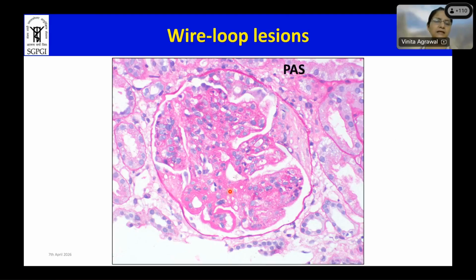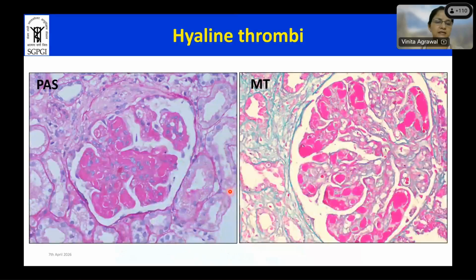Similarly, as I showed you earlier, in this same picture you can look at these hyaline thrombi. These are not true thrombi, but pseudothrombi formed by immune deposits. Why am I saying these are immune deposits? Because they are fuchsinophilic on the trichrome stain, right? And they are very hyaline appearing. So these are hyaline immune deposits, typically again seen in lupus nephritis.